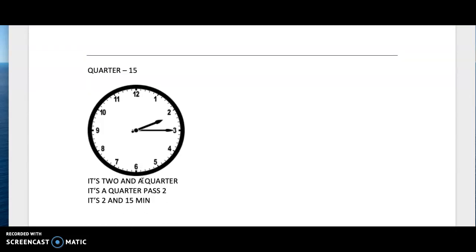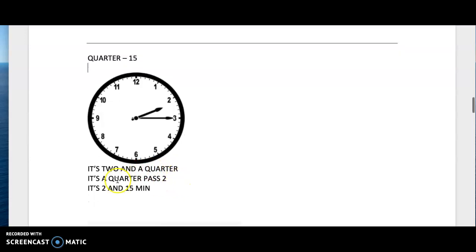Now, you need to pay attention. Remember that 30 minutes, it's half. Now for 15 minutes, we have quarter, what we call in Spanish, cuarto. Okay? For example, it's 2 and a quarter. Son las 2:15. 2 and a quarter. Okay? Or it's a quarter past 2. Son un cuarto pasadas las 2. Or it's 2 and 15 minutes. Okay? Very good.